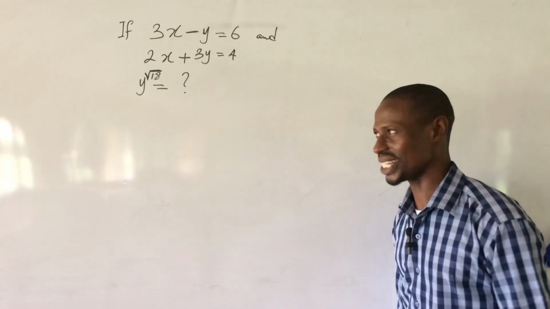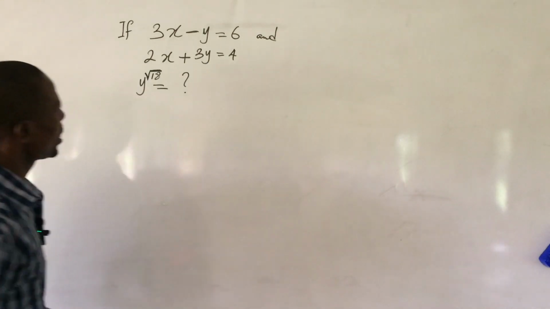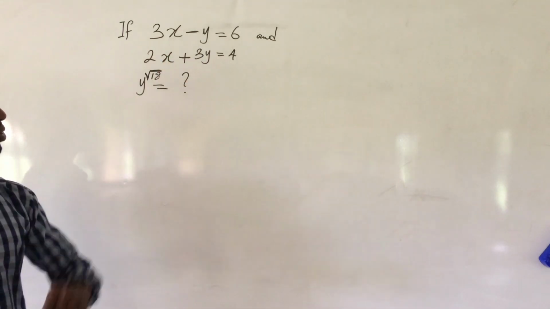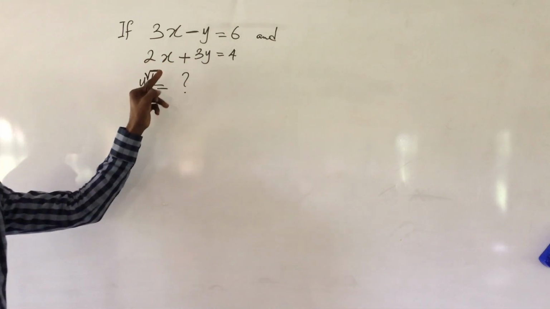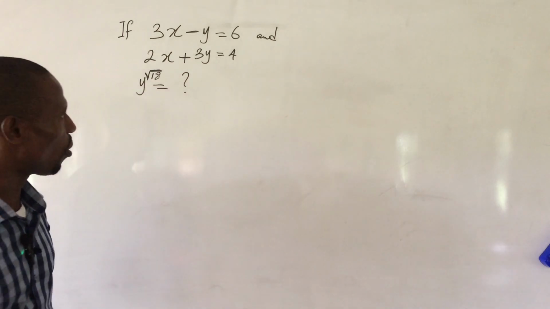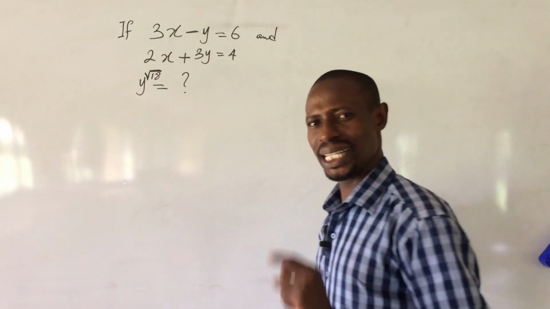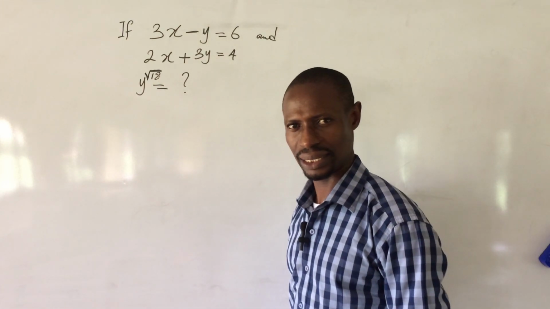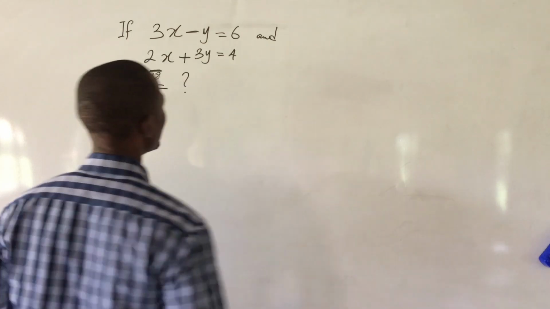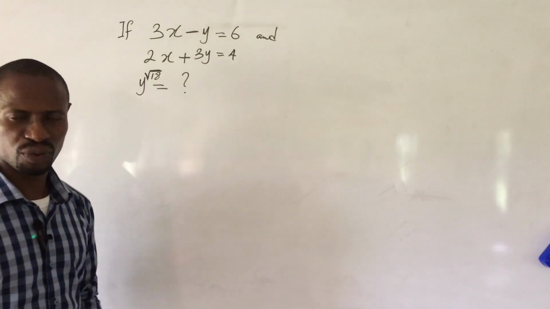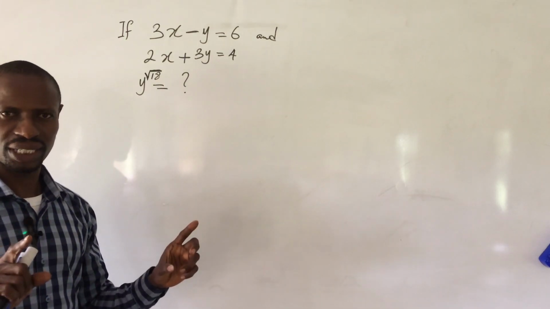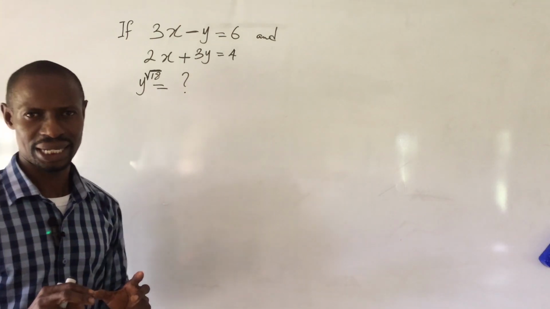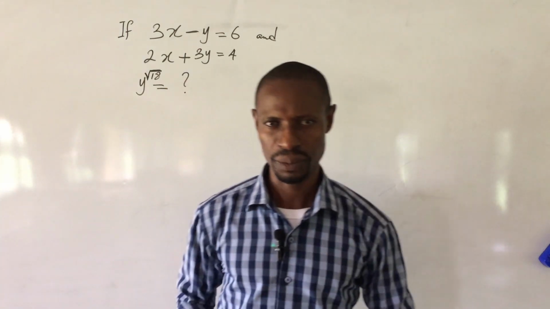All right, so let's go to today's class. Now, in the challenge, it reads, if 3x minus y equal to 6 and 2x plus 3y equal to 4, then what is now the value of y to the power of root 18? As you can see from this question, this is a simultaneous equation because we are having two different equations and we have to solve for the two variables in there concurrently. Hence, it is called a simultaneous equation.